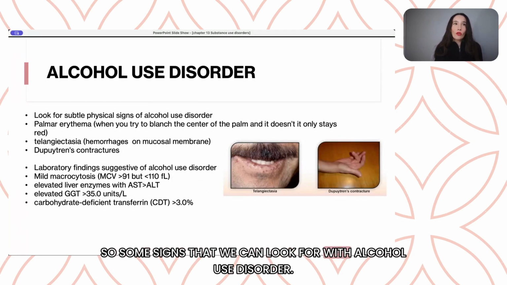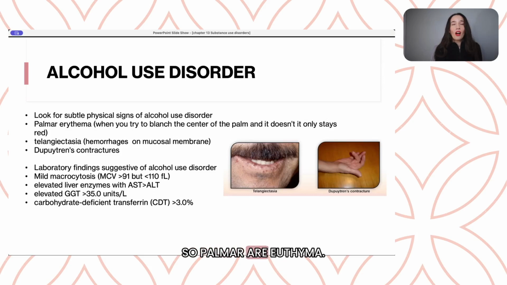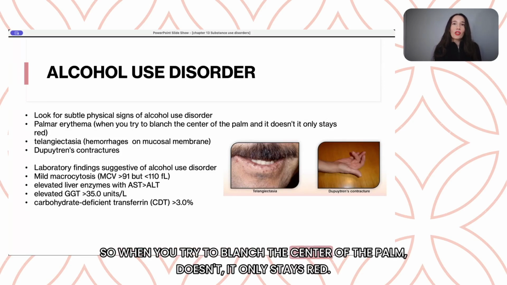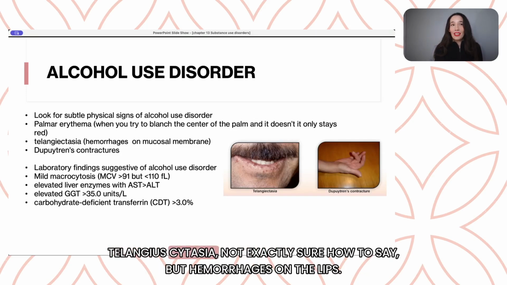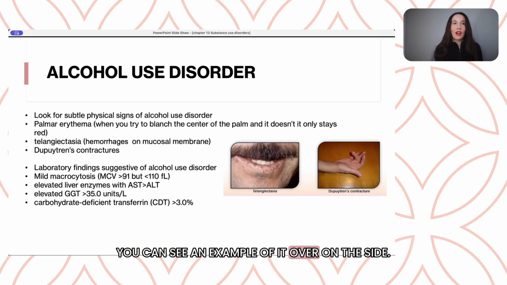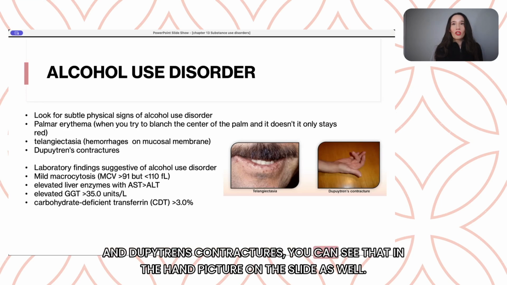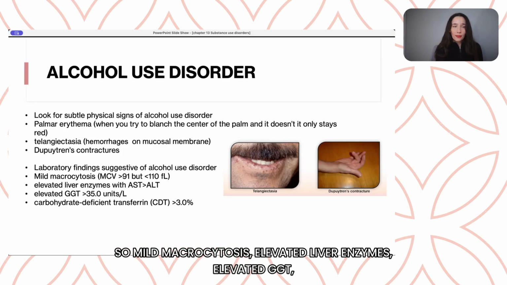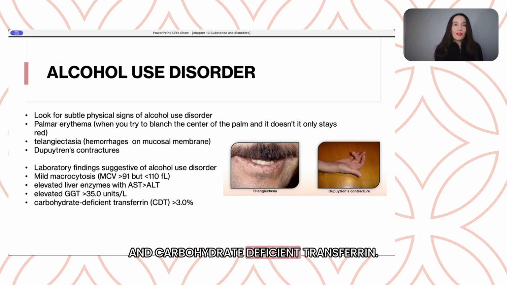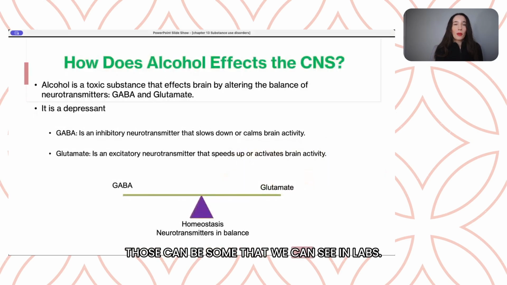So, some signs that we can look for with alcohol use disorder. Palmar erythema: when you try to blanch the center of the palm, it only stays red. Like when you push on the palm, it should go white and then turn to red, but they won't have that. Telangiectasia, hemorrhages on the lips. You can see an example of it over on the side. And Dupuytren's contractures, you can see that in the hand picture on the slide as well. Laboratory findings that suggest alcohol use disorder include mild macrocytosis, elevated liver enzymes, elevated GGT, and carbohydrate deficient transferrin. Those can be some that we can see in labs.